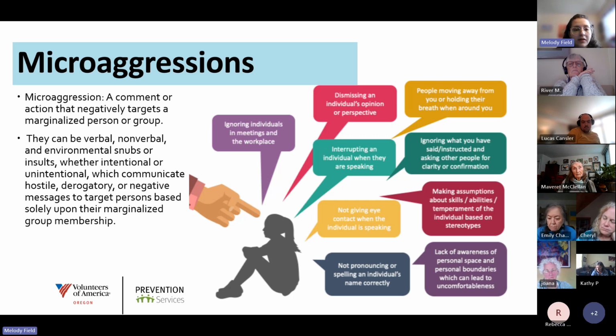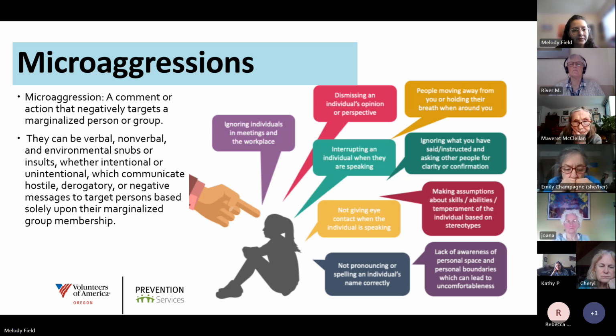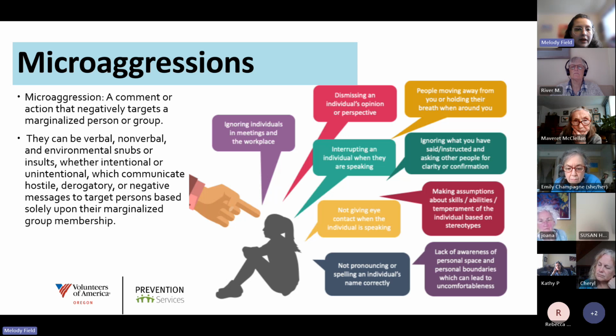You can see there are some examples here of microaggressions, and there are often common themes associated with microaggressions, such as implications regarding someone's character due to their race or other factors. So one example would be not giving eye contact when an individual is speaking, or interrupting an individual when they're speaking.